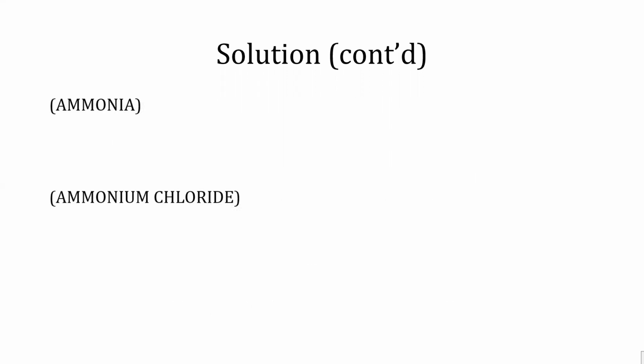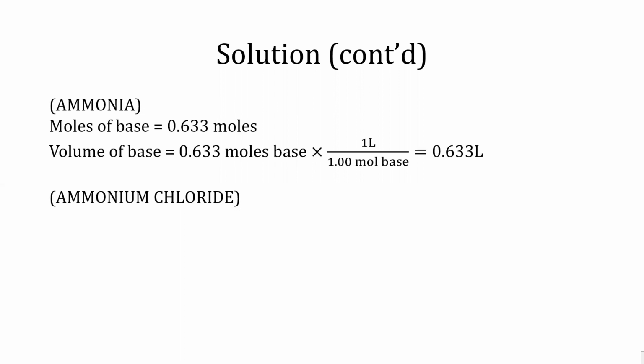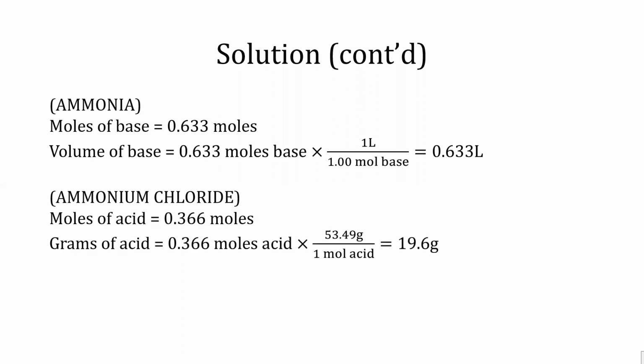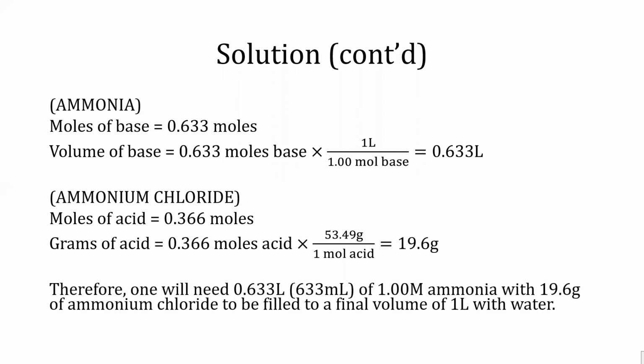Now, solving for the mass in grams of ammonium chloride and the volume of ammonia, it is as follows. For ammonia, it is 0.633 L or 633 mL. For ammonium chloride, it is 19.6 grams. Therefore, one will need 0.633 L or 633 mL of 1.00 M ammonia with 19.6 g of ammonium chloride to be filled to a final volume of 1 L with water.